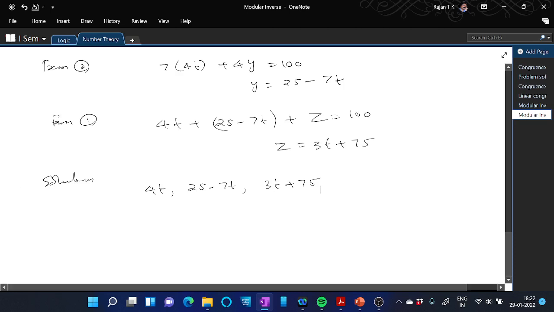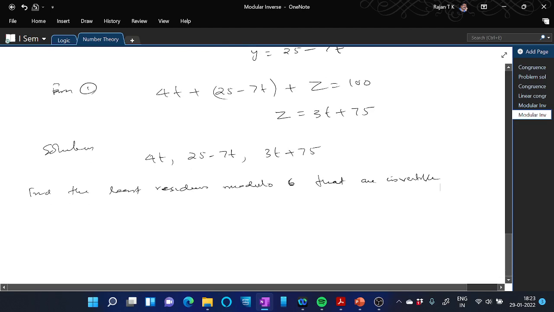Now let us take some more problems from the exercise. Find the least residues modulo 6 that are invertible. Suppose there is a question like this: to find the least residues modulo 6 that are invertible.